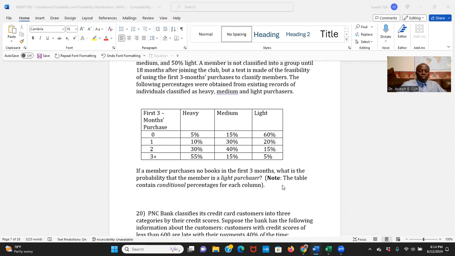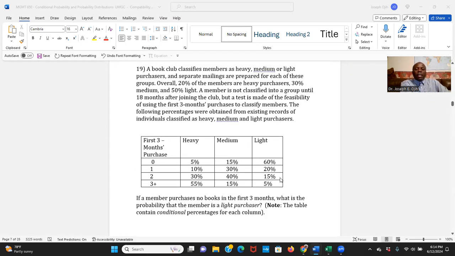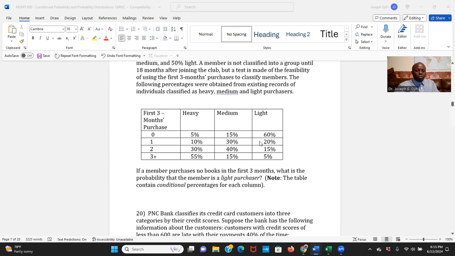It says, a book club classifies members as heavy, medium, or light purchasers, and separate mailings are prepared for each of these groups. Overall, 20% of the members are heavy purchasers, 30% are medium, and 50% are light purchasers. A member is not classified into a group until 18 months after joining the club, but a test is made of the feasibility of using the first 3 months of purchases to classify the members. And we have the following results.